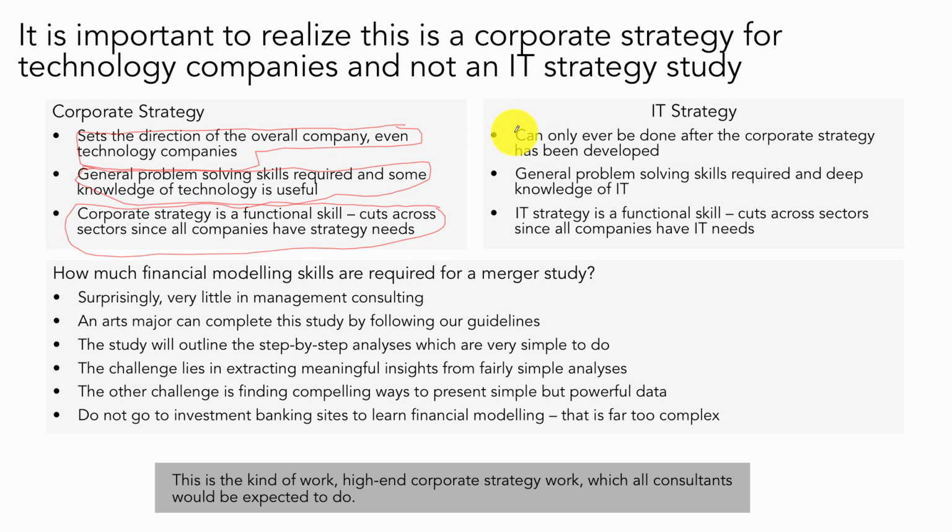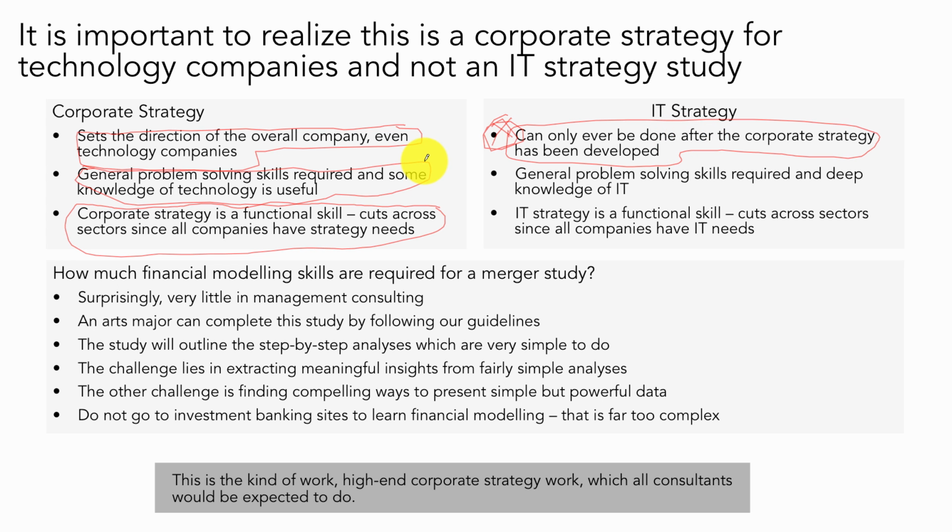IT strategy, this is important, can only ever be done after the corporate strategy is developed. This is a very important distinction. If a company's IT department exists solely to support the corporate strategy, you can only do the IT strategy once the corporate strategy is done. The mere fact that this company does not have a corporate strategy means we cannot be doing the IT strategy. That is why it's not an IT strategy case. How will you build an IT strategy for a company if you don't know what its corporate strategy is?